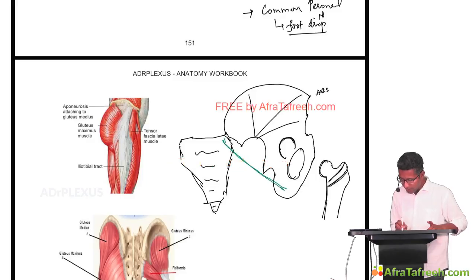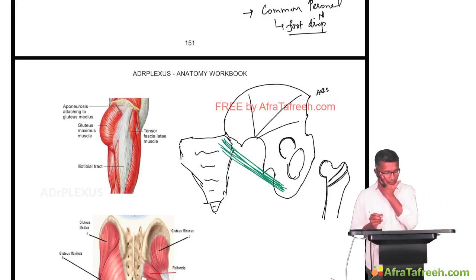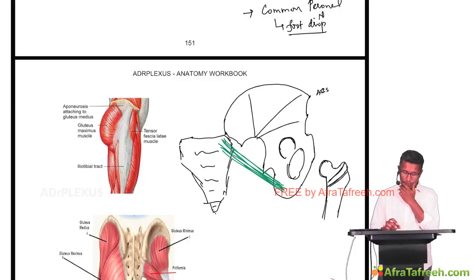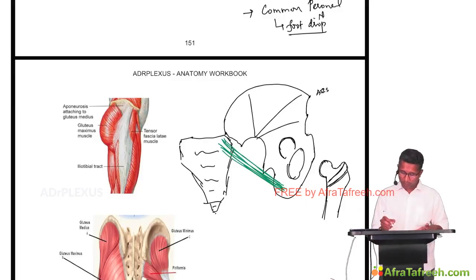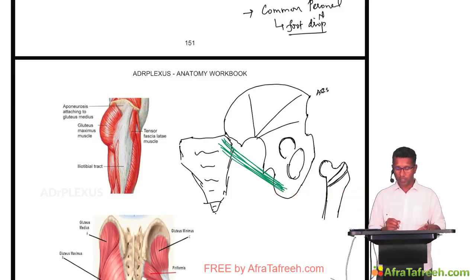What is this ligament called? This ligament is called the sacrotuberous ligament. So this is about the important things you need to know in this. Now, the first muscle is the gluteus maximus muscle, guys. Where does this gluteus maximus muscle take origin?